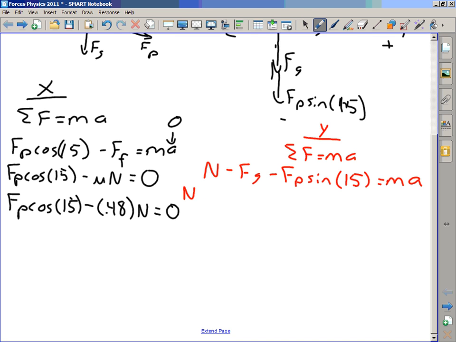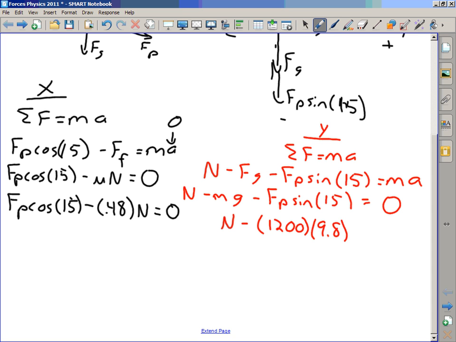Normal, don't know anything about that, minus mg minus FP sine 15 equals, what's the acceleration? 0. Object isn't flying up into outer space, plunging down to the depths of the earth. 0. All right, let's plug in what numbers we can. I got normal minus, the mass of this thing is what? 1200. Gravity, 9.8 minus FP sine 15.